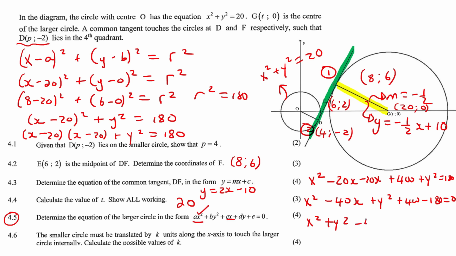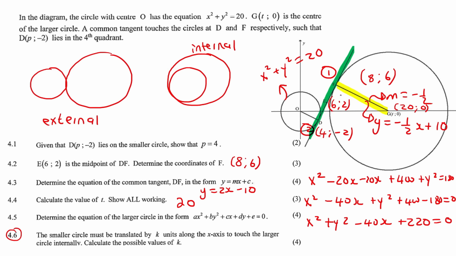Then internal is when you have something like this. That's internal. So they want to take this circle and they want to move it this way so that we get those scenarios taking place. Now, it'll happen twice. It could happen where the small circle gets there, but it could also happen if we move it to there.